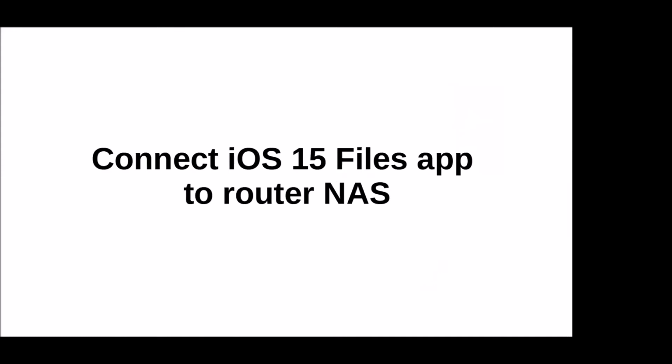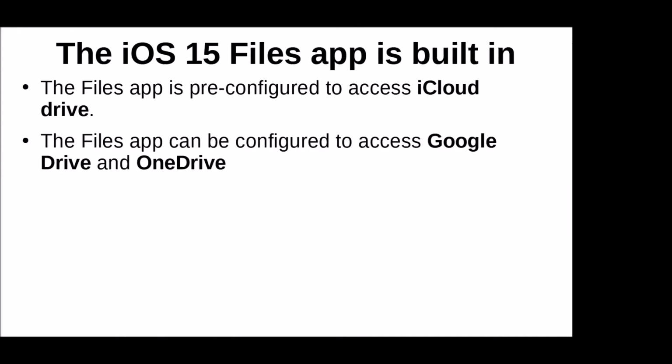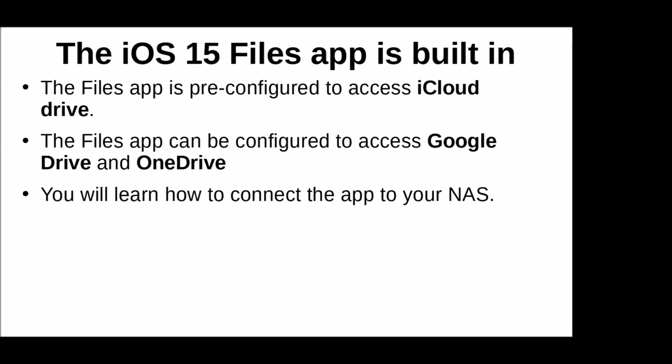All right, now, for iOS, you have an app on your phone that will do the same job. It's called Files, on your phone and on your tablet, for that matter, on your iPhone and your iPad. So it's built in, and it's pre-configured to access some cloud storage, particularly iCloud. It can also be configured to access Google Drive and OneDrive and other cloud storage systems. Today, you'll learn how to connect the app to your NAS on your network.